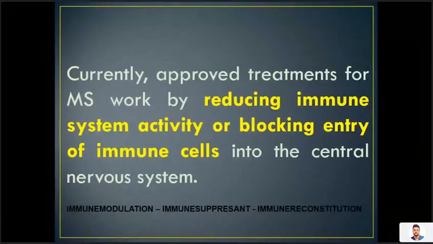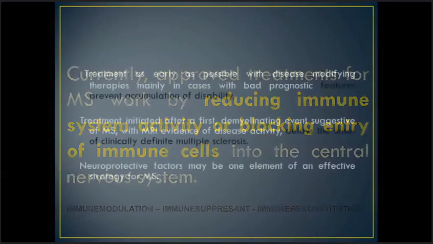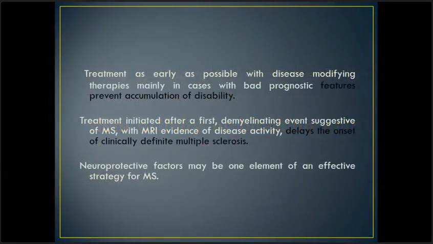So we have drugs, and plenty of drugs nowadays, more than 20. Immunomodulation, immunosuppressant, and immunoreconstitution. I don't want to go deep into the mechanism of action, but what I want to say is that they affect the immune system in different ways. Treat as early as possible with disease-modifying therapy, mainly in cases with bad prognostic features, to prevent accumulation of disability.